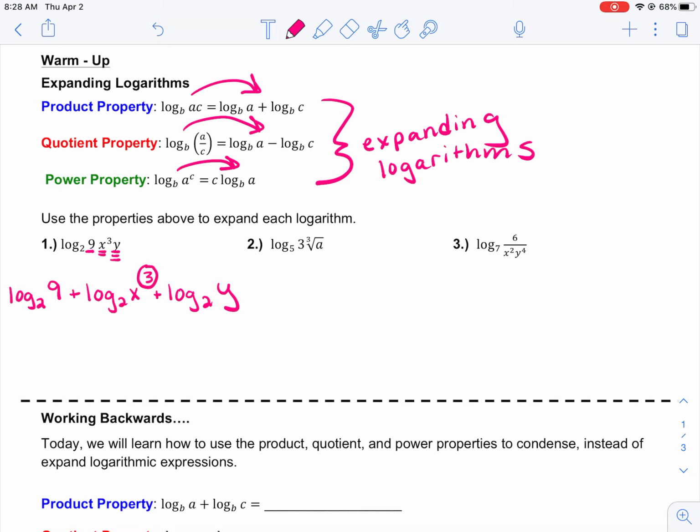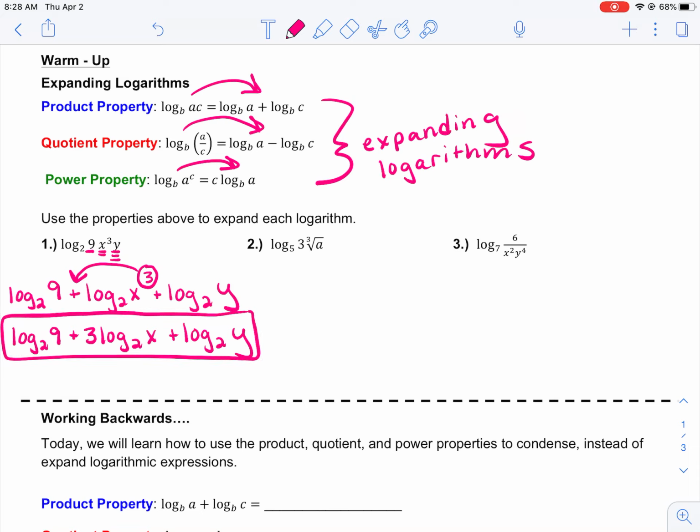And then the last step, if you have any exponents, you're going to put those in front of the log. So we're going to write log base 2 of 9 plus 3 log base 2 of x plus log base 2 of y. And don't drop that log base 2. It's important that you keep that base of 2 in your answer.